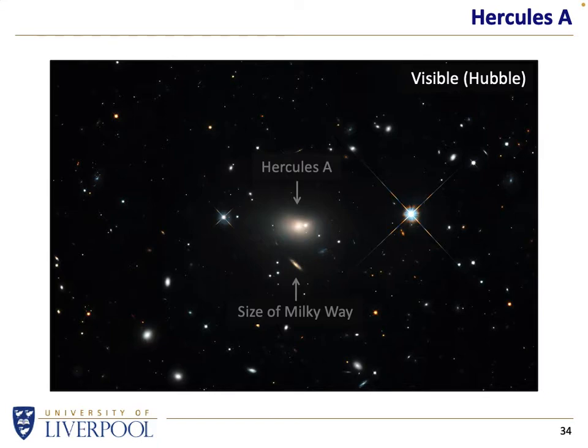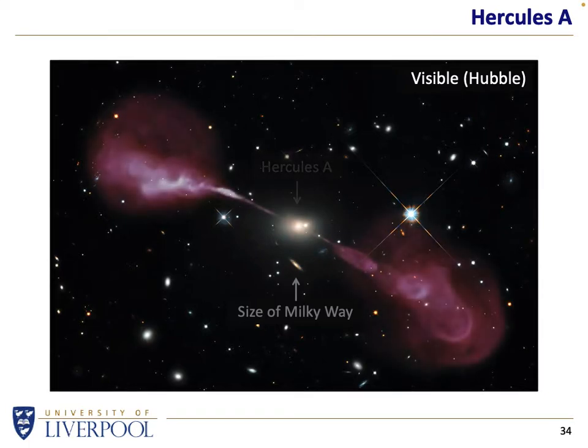But the supermassive black hole at the center of Hercules A is producing jets, which you can't see in this visible picture taken by the Hubble Space Telescope. These jets are being generated by this tiny object at the center of Hercules A. Even though it's a tiny object, it's generating jets that are not visible in the visible part of the spectrum, but if you switch to radio waves, then you realize that there are huge jets being generated.